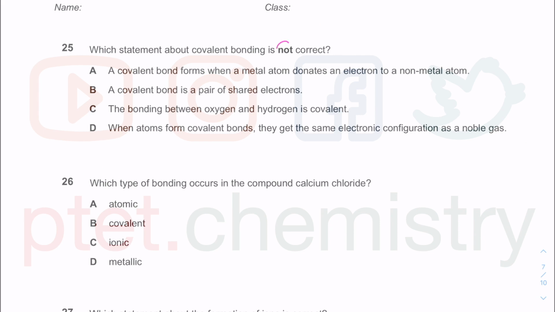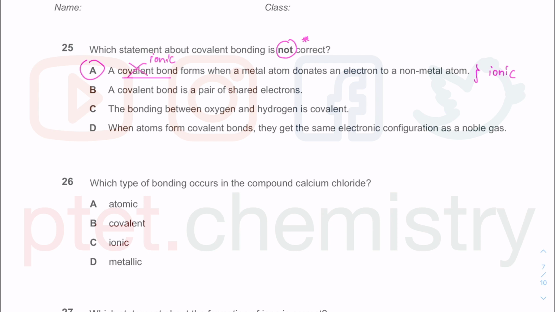25, so you want not correct. Be very careful to always read questions. They're very kind to bold it for you, but sometimes your eye and your brain play tricks on you. If you don't read the question, if you are not careful, you lose everything. Now, a covalent bond forms when a metal atom donates an electron to a non-metal atom. This is ionic, so this is definitely not correct. It should be ionic bond.